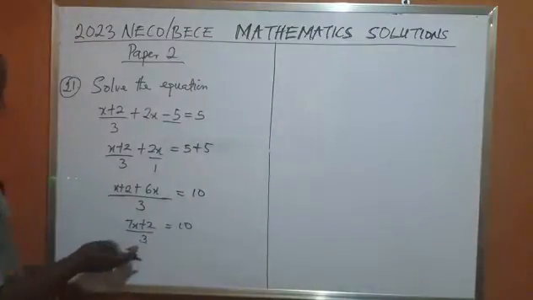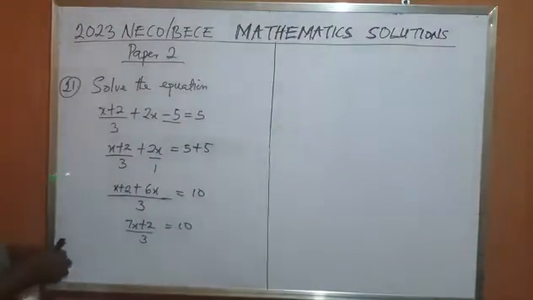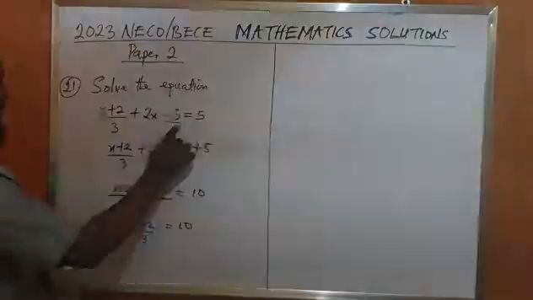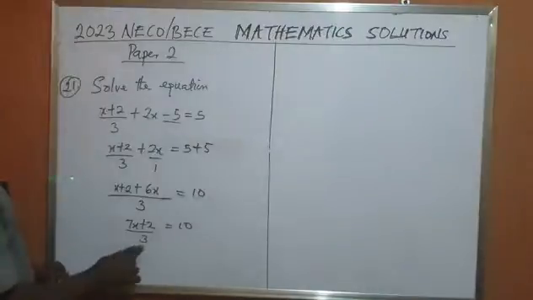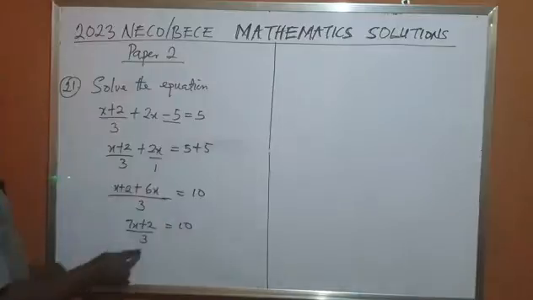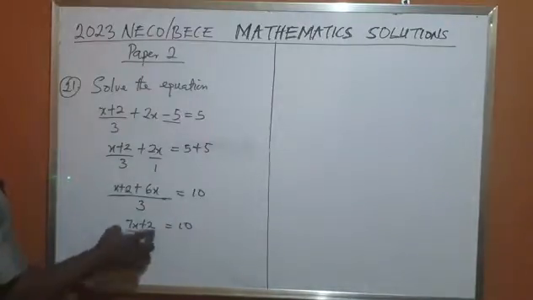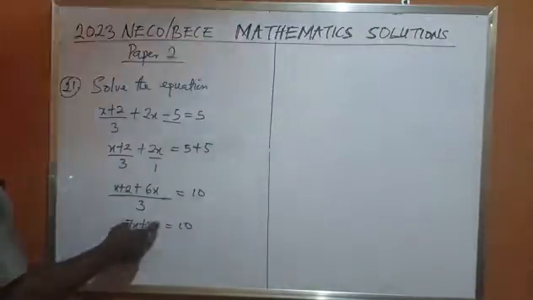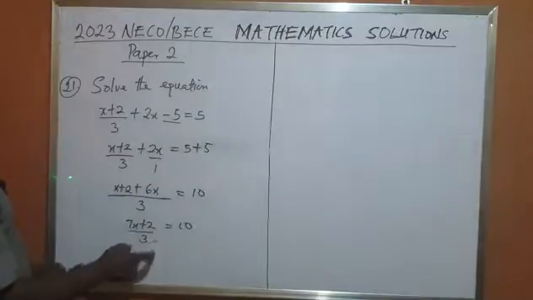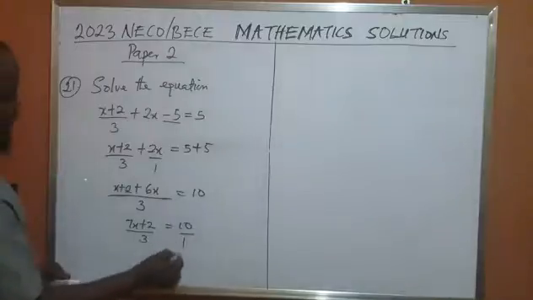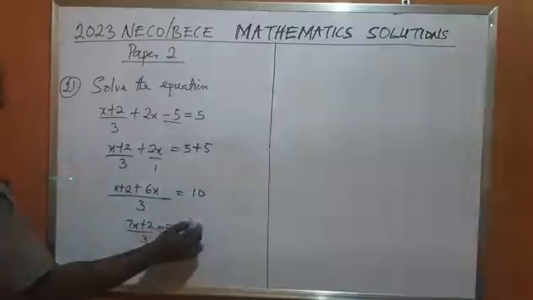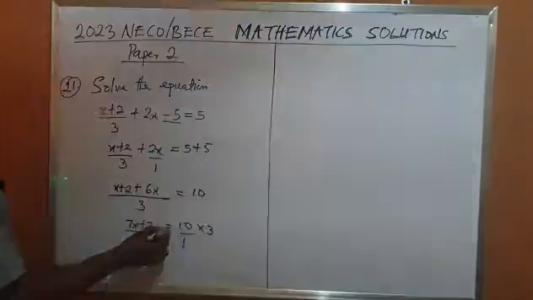So we need to cancel the fraction. How are we going to cancel the fraction? You notice that I did not cancel the fraction from the beginning because of this and this. We can only cancel the fraction when you have a fraction equal to another fraction or a number. So we can only cancel the fraction if we have a single fraction here. Because we have made this a single fraction, we can then cancel it out. So we multiply both sides by 3, and this 3 will cancel this 3.